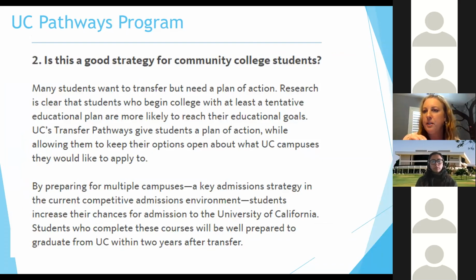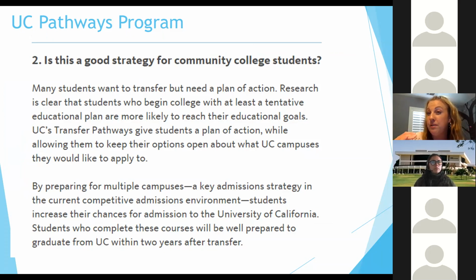I just took a couple really good FAQs off the Pathways website, just to explain it. So the question: is this a good strategy for community college students? And the answer is yes. By preparing for multiple campuses, you complete those courses, and it does two things. One, it makes you more competitive, but it also ensures you're going in as a junior.